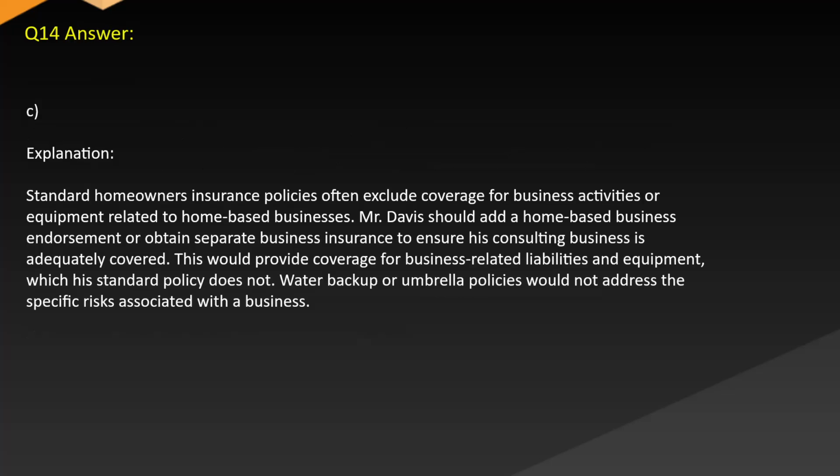Answer. C. Explanation. Standard homeowners insurance policies often exclude coverage for business activities or equipment related to home-based businesses. Mr. Davis should add a home-based business endorsement or obtain separate business insurance to ensure his consulting business is adequately covered. This would provide coverage for business-related liabilities and equipment, which his standard policy does not. Water backup or umbrella policies would not address the specific risks associated with a business.